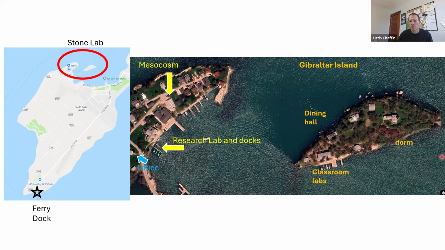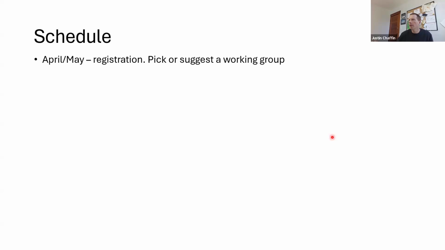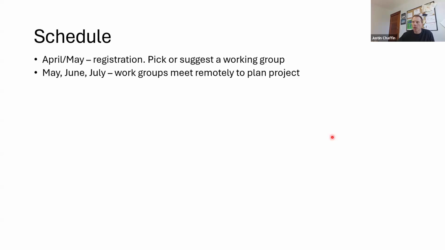So the schedule. April, May would be registration. You could pick a working group or suggest another working group if you have a good idea and you think others might be interested in it. Early summer, May, June, and July, we would like the working groups to meet remotely to come up with a working plan, develop a project plan, a hypothesis, and a method to test that.